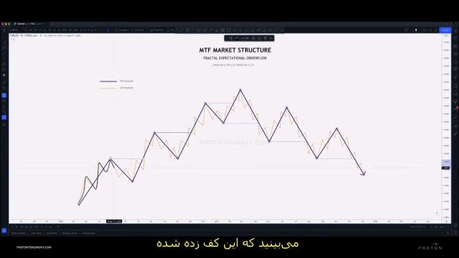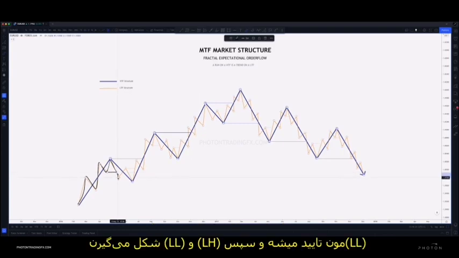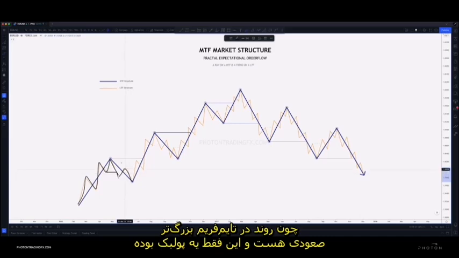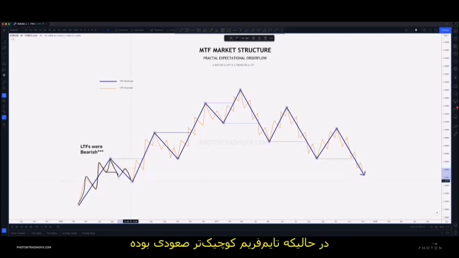So then you see that we take that low out. We get that first change of character where the lower time frame then switches bearish. We get a confirmed lower low, lower high, and lower low. However, that bearish trend on the lower time frame is reasonably short-lived. Why? Because the higher time frame is bullish and it was just a pullback. It was just a counter-trend higher time frame pullback whilst the lower time frames were bullish.